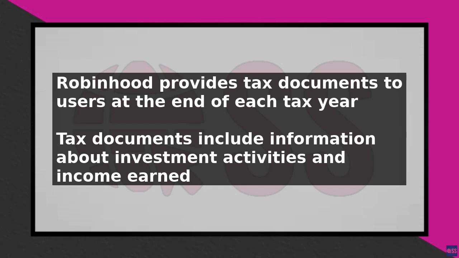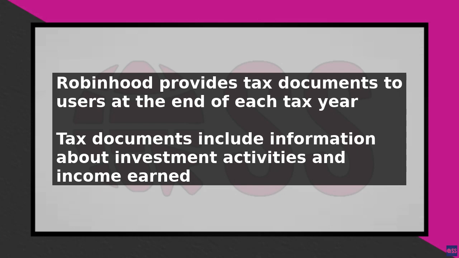Robinhood is required to provide you with a tax document at the end of each tax year, which includes information about your investment activities. The most common tax document you will receive from Robinhood is the 1099 form. The 1099 form is used to report income from investments, such as dividends, interest, and capital gains. There are several types of 1099 forms, including the 1099 DIV, 1099 INT, and 1099-B.